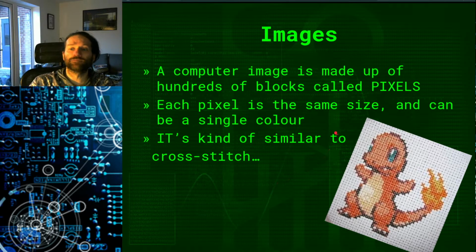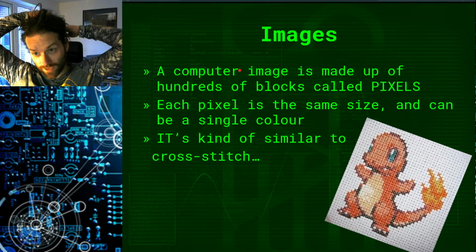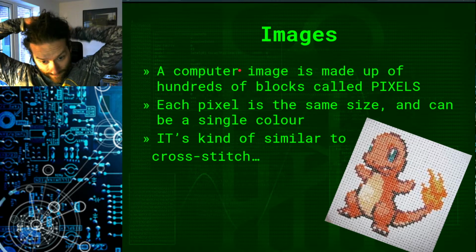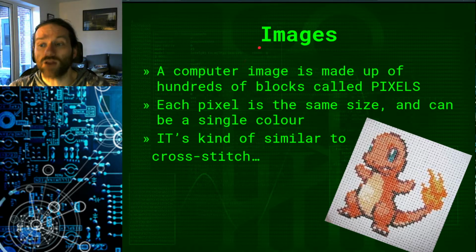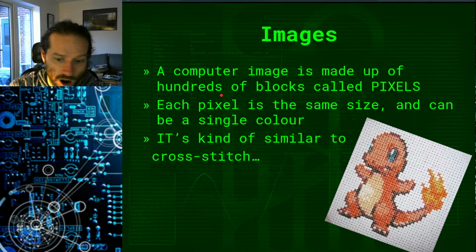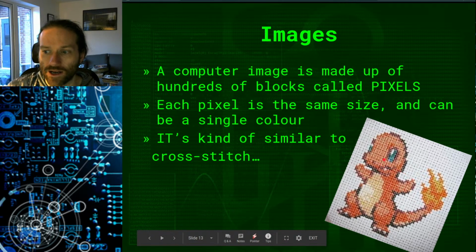Okay. So the simple way of putting this is each computer image is made up of hundreds of these blocks called pixels. You've probably heard the term pixel before, right? A pixel is a single block of color in an image. Each pixel can only be one color. You can't have multicolored pixels. They are a solid single color, kind of similar to cross stitch.